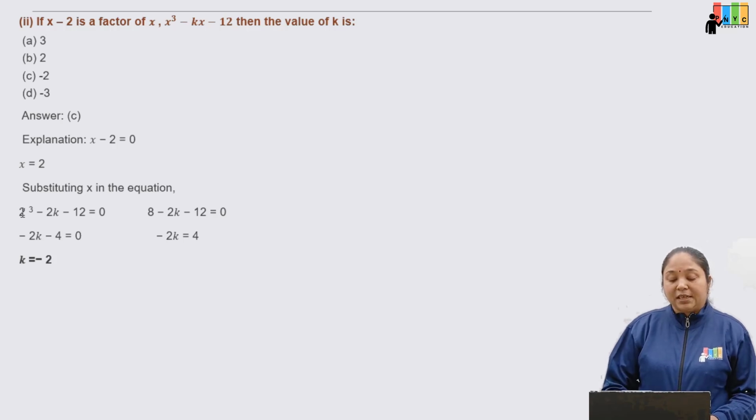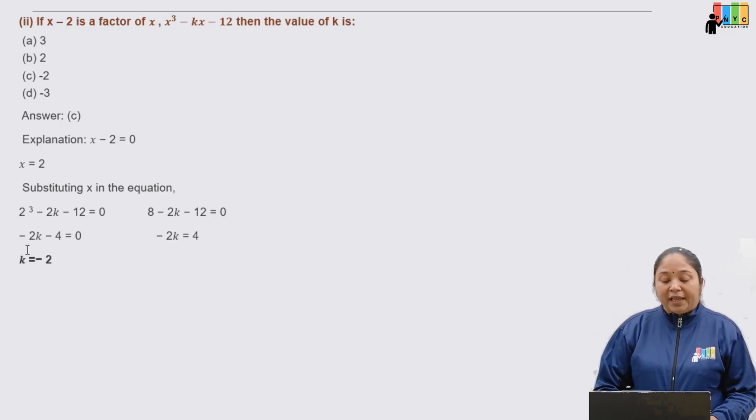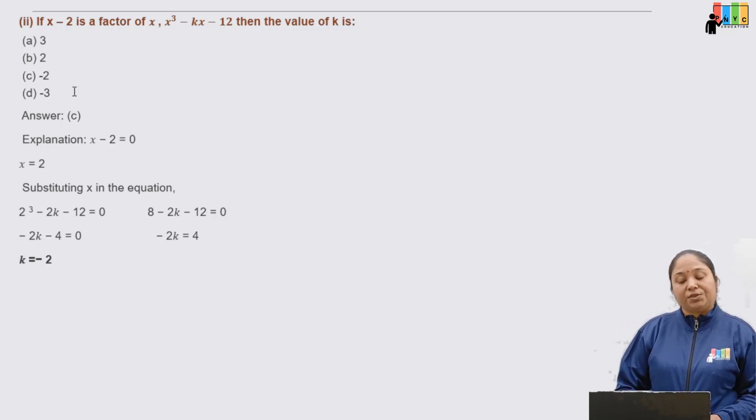We'll put x is equal to 2 in the given polynomial equation. What we get? 2 cube minus 2k minus 12 is equal to 0. Solving this, what we get? k is equal to minus 2. So k is equal to minus 2. Correct option is option number C.